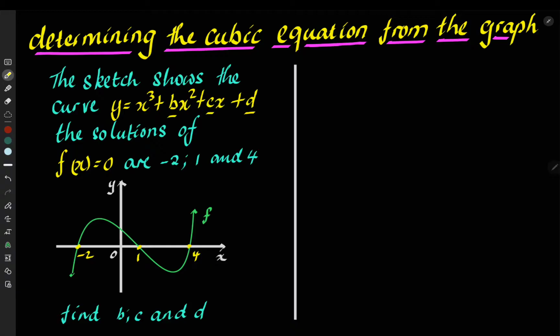Before we do that, remember the general equation of a cubic function is ax cubed plus bx squared plus cx plus d, where a, remember, just determines the shape of the curve. And here, a is given already. So a is equal to 1.